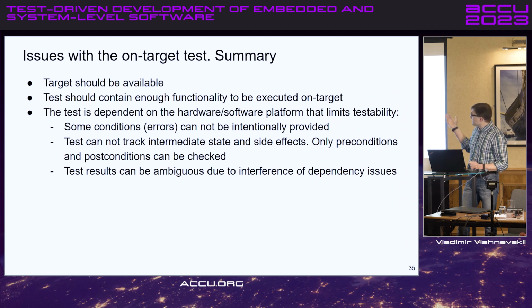On target test, we have some error conditions that cannot be just intentionally provided. Test cannot track any intermediate states. We have only input, and then we need to check the output, in our case, somewhere on the wires. And test results can be ambiguous because a lot of functionality is involved, plus the platform is also involved.